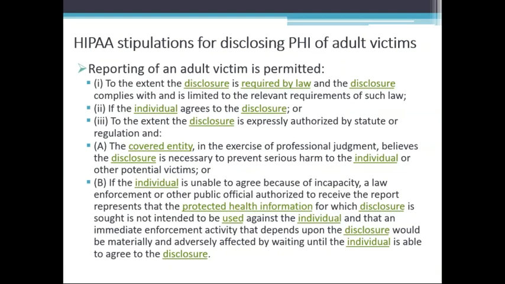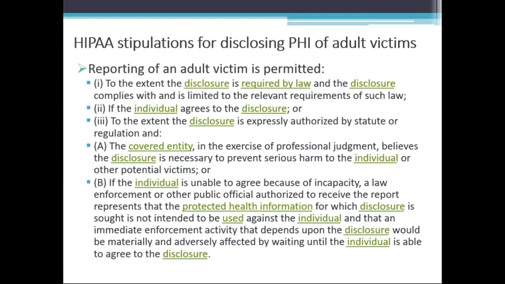And that immediate enforcement activity that depends upon the disclosure would be materially and adversely affected by waiting until the individual is able to agree to the disclosure. So essentially, this is explaining, yes, you're allowed to make a disclosure as required by your state laws, but here are your stipulations. The person has to agree, which means you have to inform the patient before you even make that report. And then to the extent that you're allowed to do that by your state laws, you still have to maintain confidentiality of the other things that aren't related to the specific reportable event or suspicion.